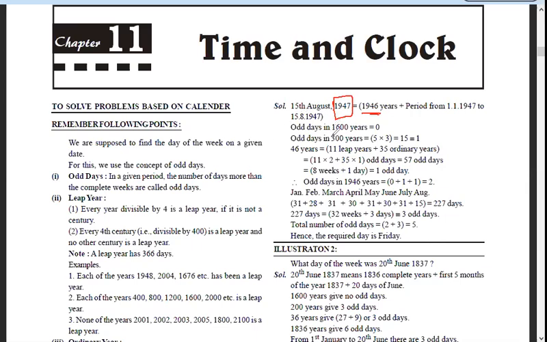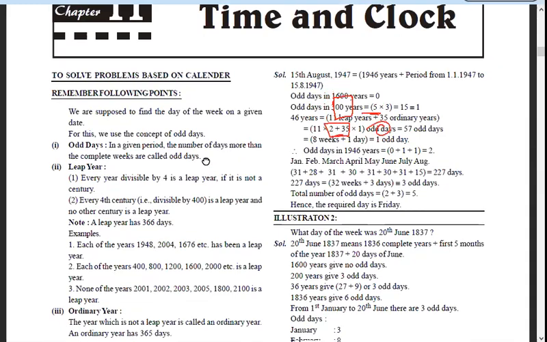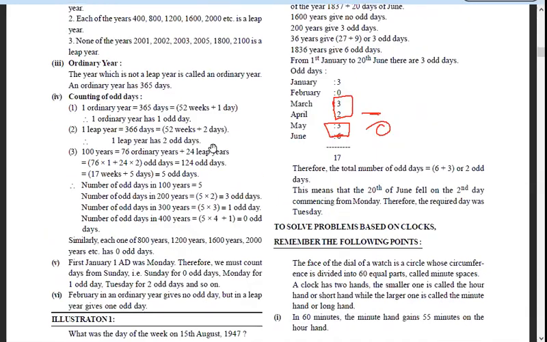Now, we know that odd days in 1600 years is zero. From this information, odd days in 400 years is zero. Yes or no? Odd days every 400 years is zero. So a multiple of 400 will be zero. So this is information that you have to remember.